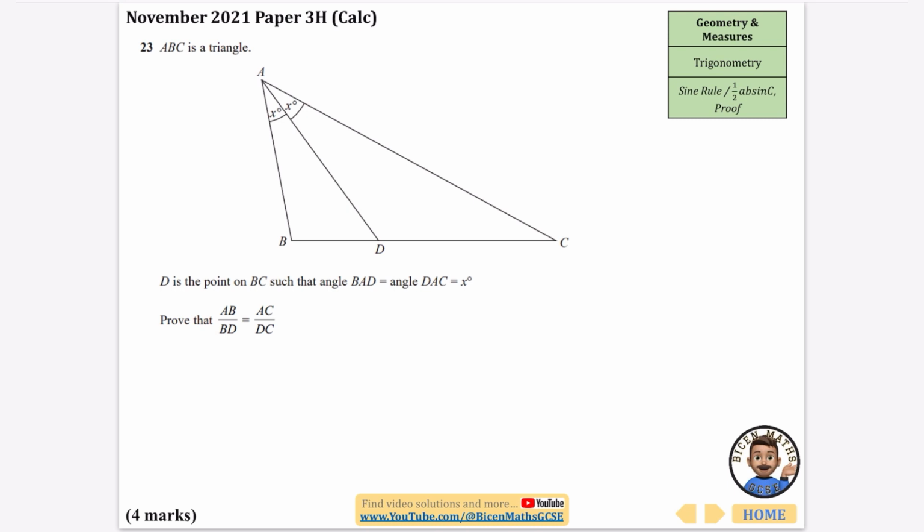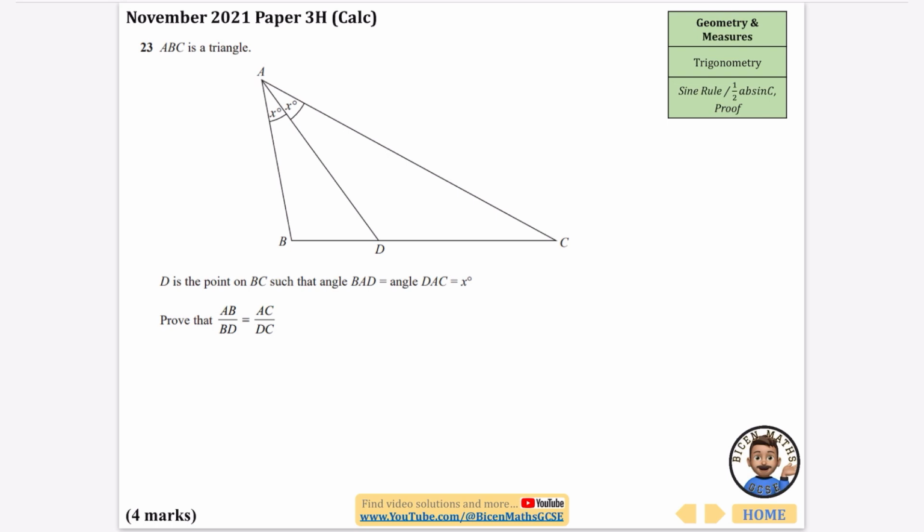Okay, last one in this section, and it is tough. It's the last question of its 23, I should think. We have ABC as a triangle. D is the point on BC such that the angle BAD and angle DAC are both equal to x. Prove that we've got these kind of things here.